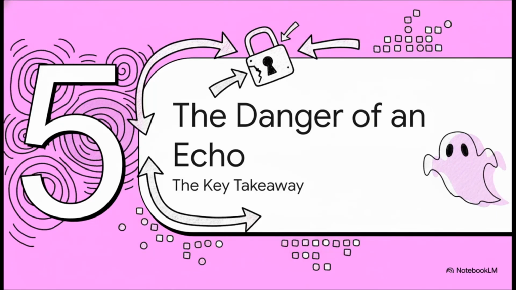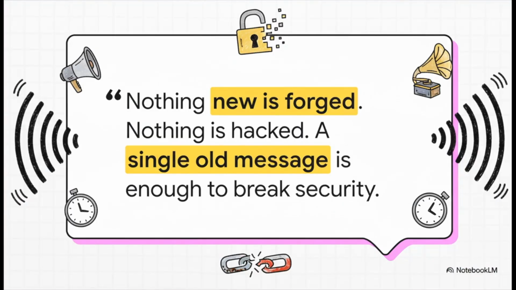So when you boil it all down, what's the one big takeaway here? It really comes down to this idea. Nothing new is forged. Nothing is hacked. A single old message is enough to break security. The danger isn't in creating something new or malicious. It is all about reusing something that was once perfectly legitimate, just at the absolute wrong time. That's it. A single valid message from the past, replayed, is all it takes.